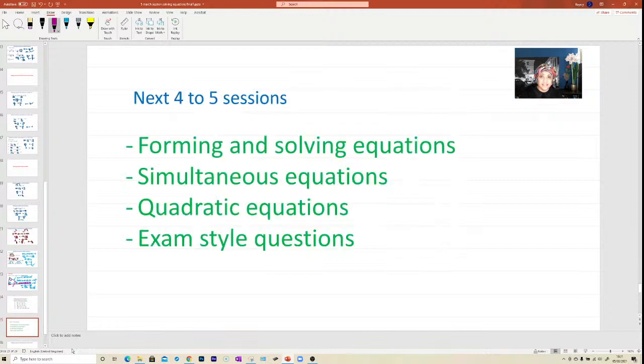Now next week, this is what we're going to do, right? We're going to do forming and solving equations. So we're going to have worded questions, we're going to have shapes with equations, and the week after we're going to do the rest of these. Okay, so we're going to need about 4 to 5 sessions to finish all the algebra that you need for, if you are in Tanzania, Form 1 and 2. If you are in the UK, it will be Year 7 and some of Year 8.